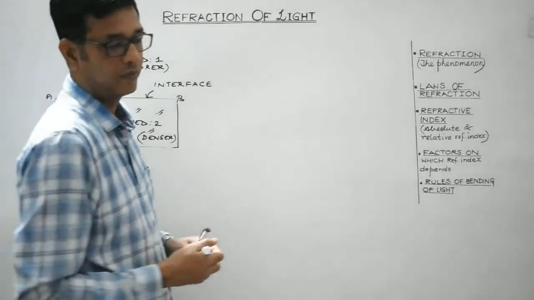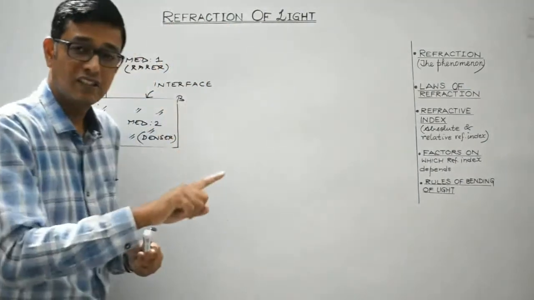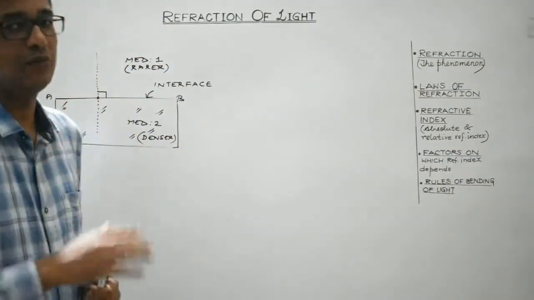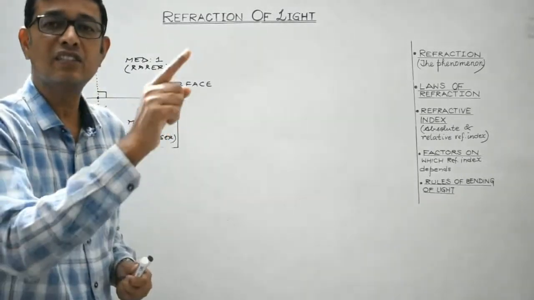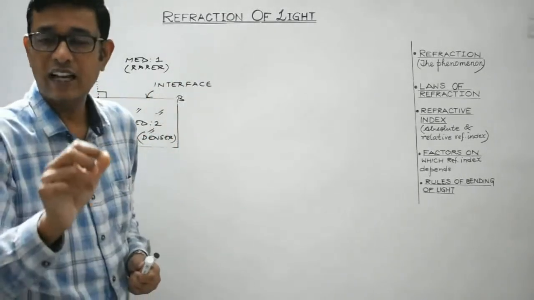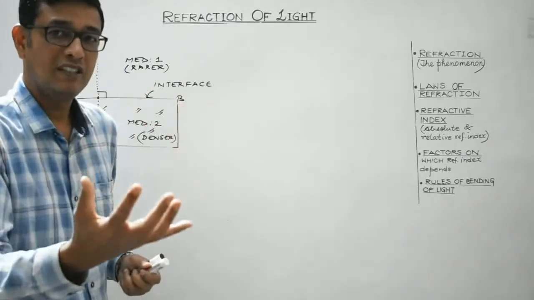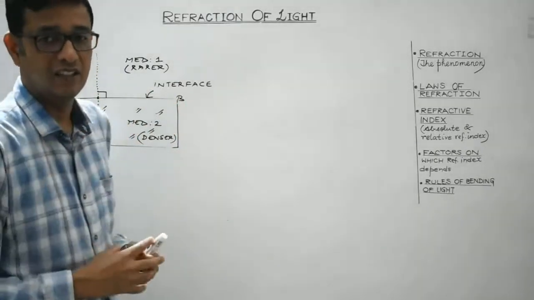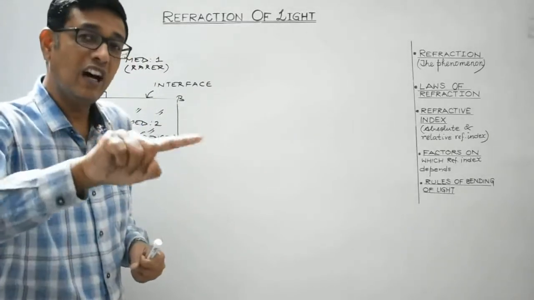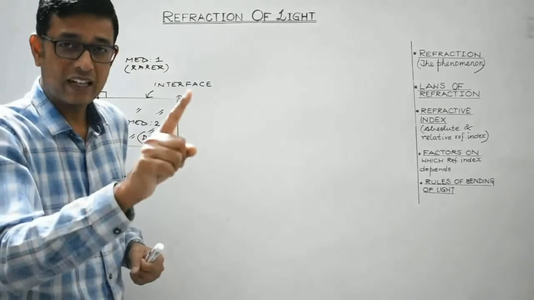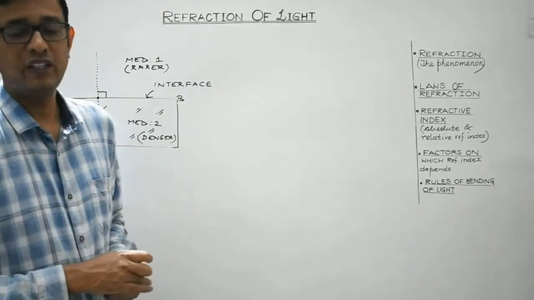For example, between air and water, air is a rarer medium, water is a denser medium. Between water and glass, water will act as the rarer medium, glass will act as the denser medium. Between glass and diamond, diamond is one of the hardest known material. The atoms and molecules are very, very tightly packed. So between glass and diamond, glass will act as rarer medium, diamond will act as denser medium, right?